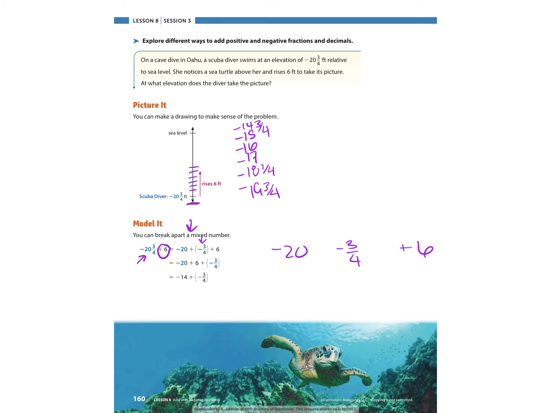Then on this line, they just moved the negative 20 and the positive 6 together. And then finally, they did that math. So they didn't show you the zero pairs like I did, the negative 6, positive 6. They just did the math. 20 minus 6 is 14, and it's negative because you have more negatives. And then that 3/4 is still there. It didn't go anywhere. So you still end up with negative 14 and 3/4. That's all this page is showing you. Just two different ways to model it.